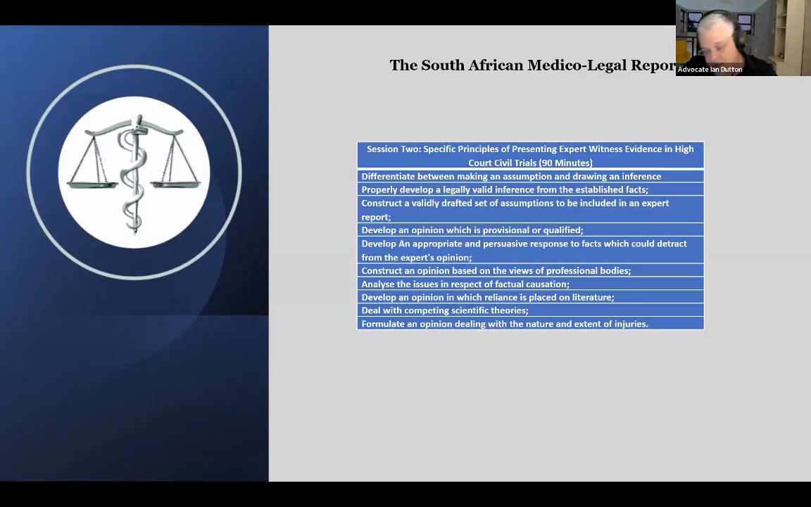You'll get a lot of support and guidance over the next few weeks to internalize this kind of information so that you can use it properly on a practical daily level. Okay, let's have a look at these. Firstly, we're going to have a look at some specific principles of presenting expert witness evidence in High Court civil trials. Remember, our focus is on High Court civil trials, but a lot of these principles will apply whether you're doing criminal work, magistrates court work, whether you're in a mediation, any of those areas. These principles are all relevant and can be adapted.